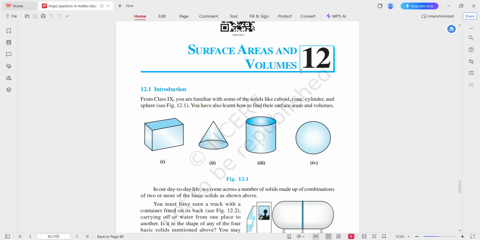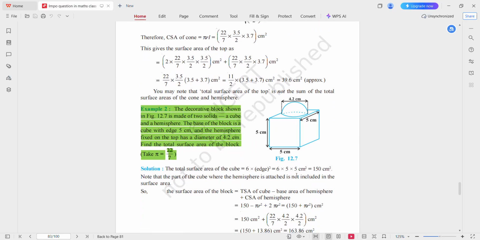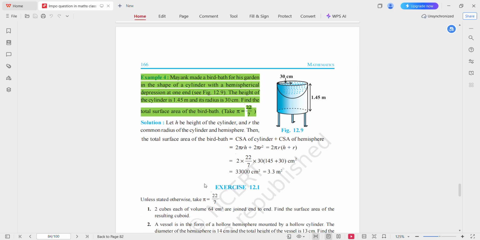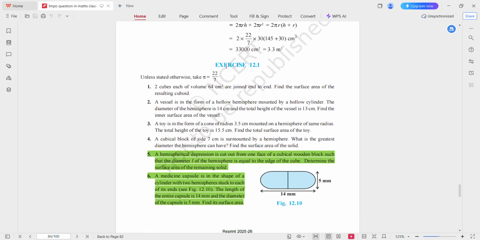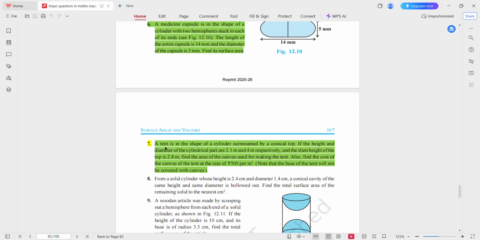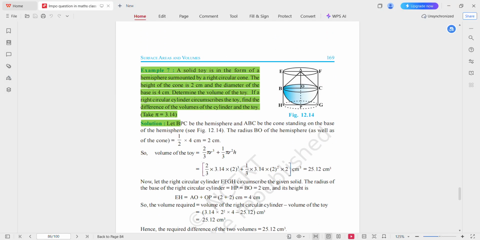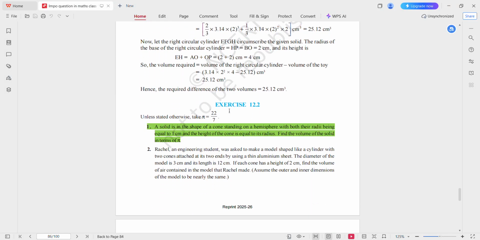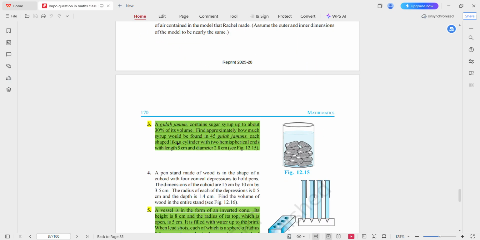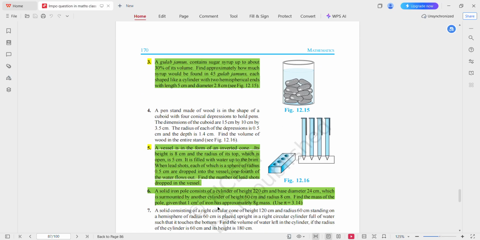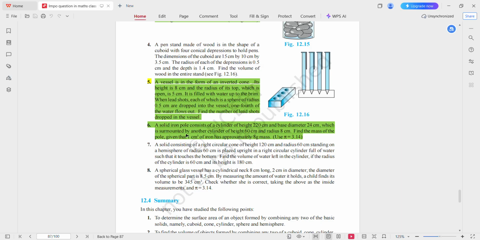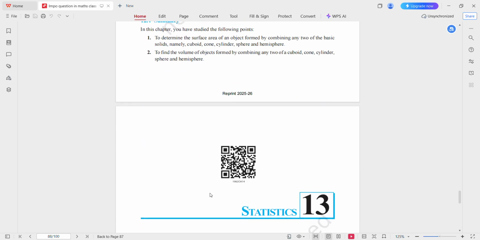And coming to 12th chapter, example 2 is important, 4 is important. In exercise 12.1, 5th question, 6th question is important. 7th is very important question. And then example 7 is important. In exercise 12.2, first question is important. Third question is very much important. It is very important question. 6th question is also very important question. That's all in that chapter.